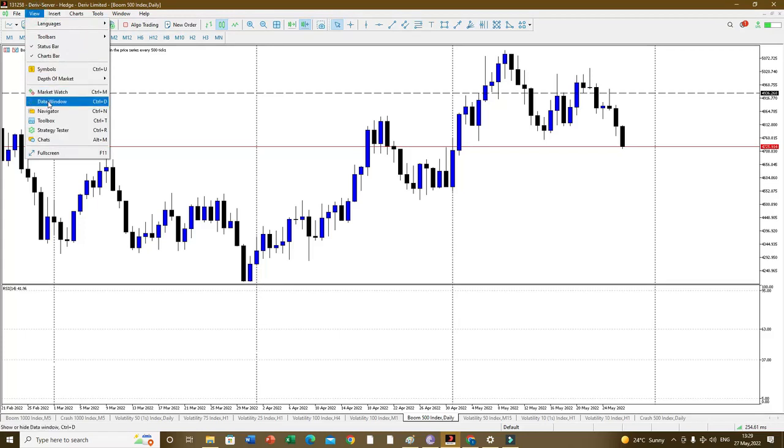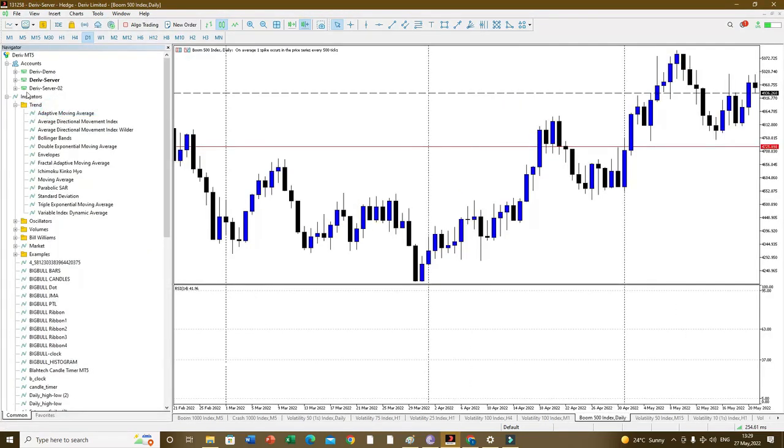After this, you come on view, then you go on navigator. Then on navigator, you look for a moving average. Moving average, you're going to see it under trend. This is another indicator, under trends. Put it this way, the way I'm doing it.